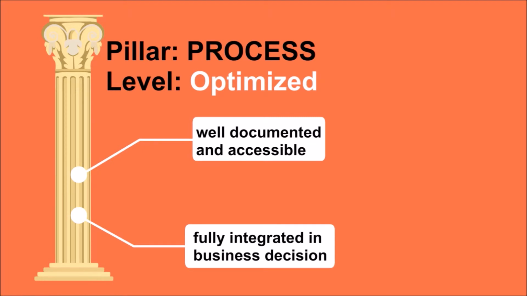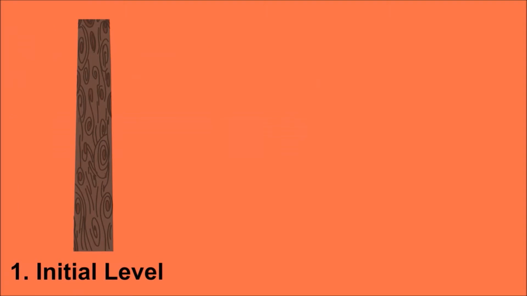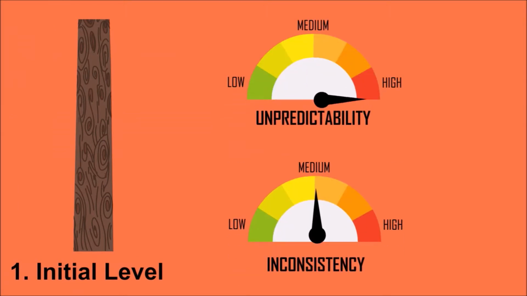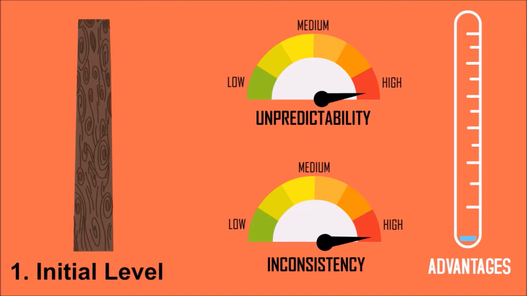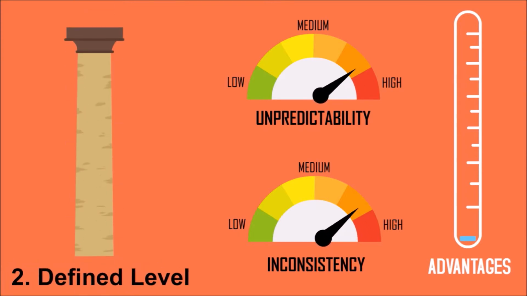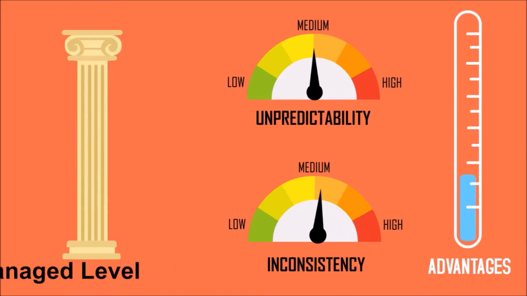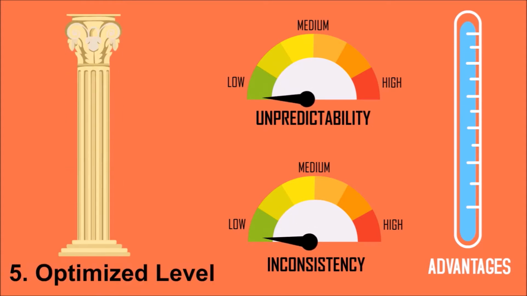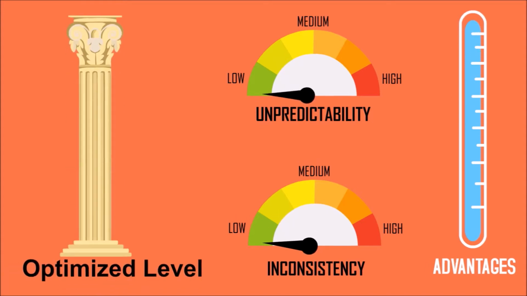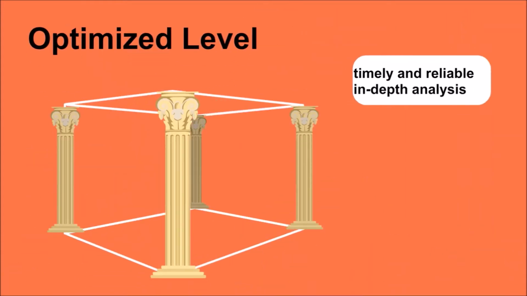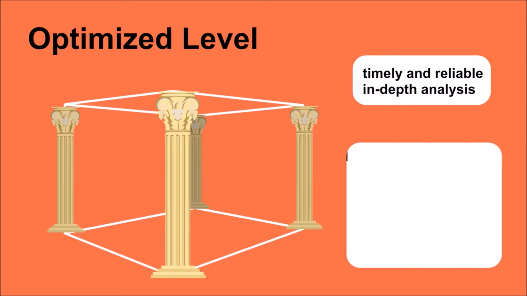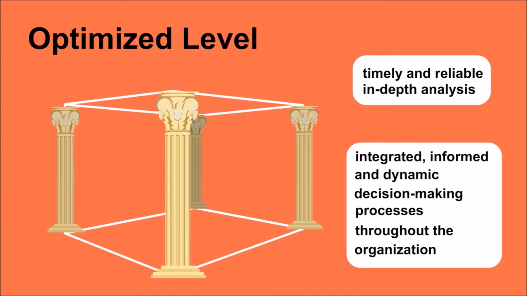A lower level of maturity often leads to unpredictability and inconsistency. These two tend to decrease as a company becomes more mature, while accordingly leading to more and more advantages. An optimized level allows timely and reliable in-depth analysis and integrated, informed and dynamic decision-making processes throughout the organization.